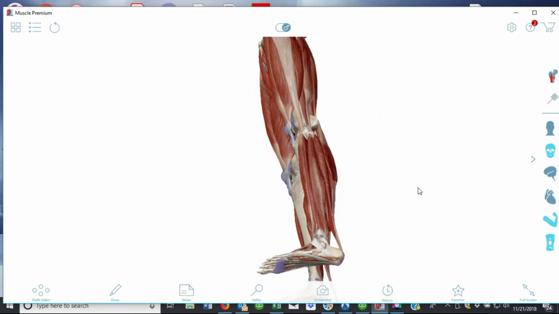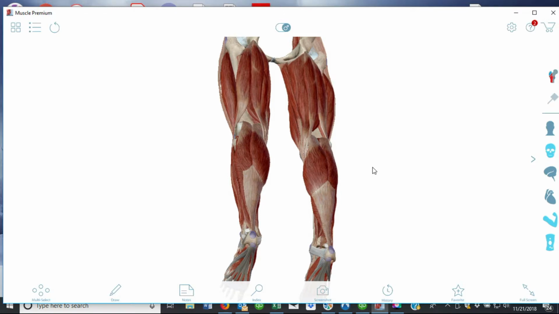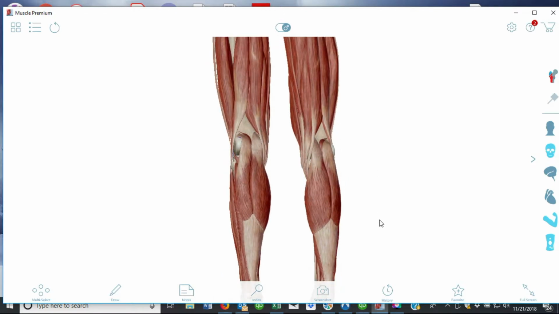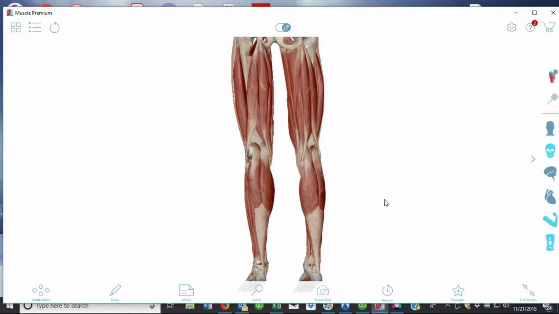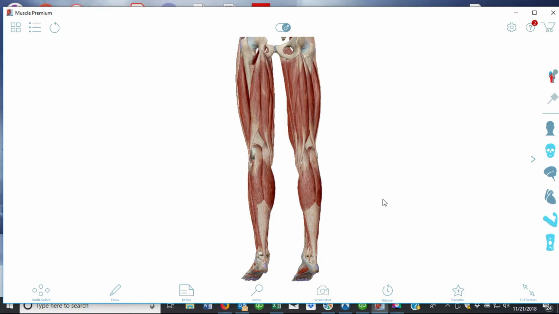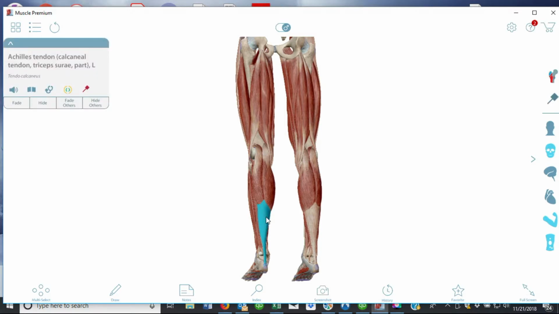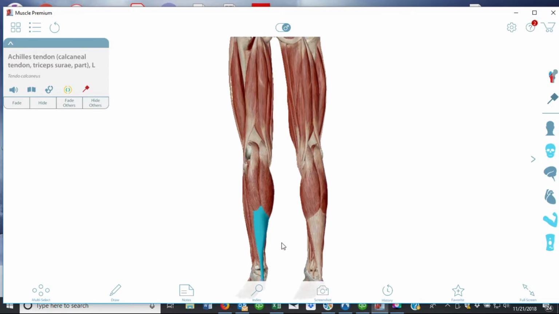Now, the next one is Achilles tendonitis. Your Achilles tendon is on the back of the leg, this big thick tendon that runs down the back of the leg and inserts into the back of the heel bone down at the bottom.